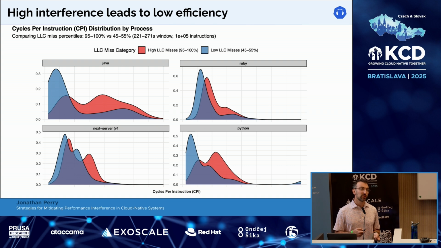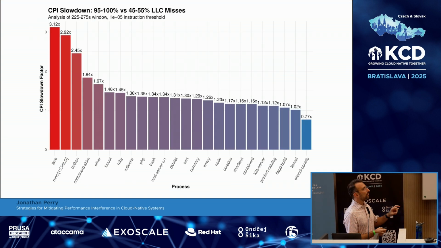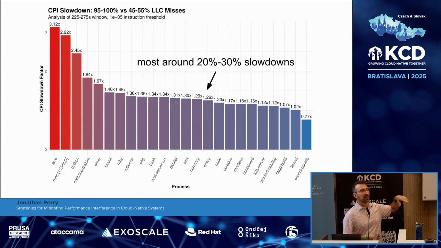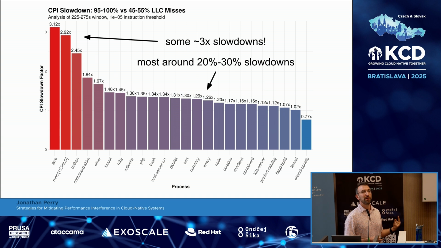By how much? So if you look at the ratio, average number of cycles per instruction when you have high bandwidth contention, and average when you have median, you can compute a slowdown for each of these applications. And you can see that most applications in this test have between 20 to 30% slowdown. But some applications experience around 3 times slowdown in this specific experiment, so these implementations, right?